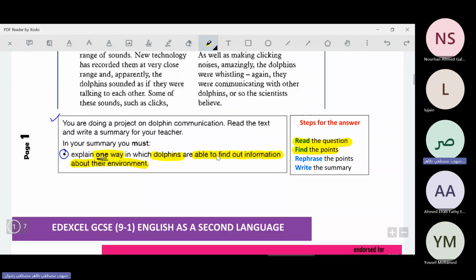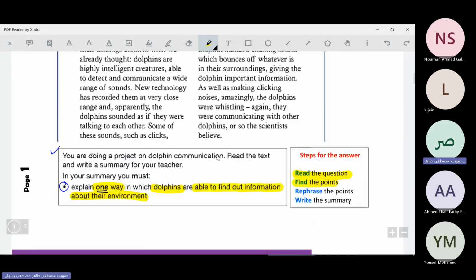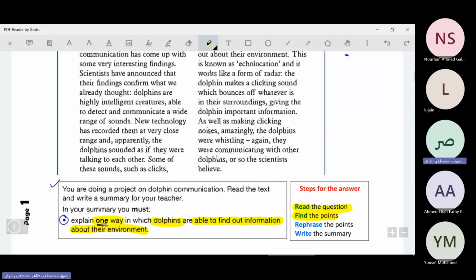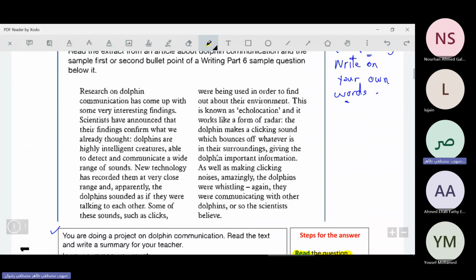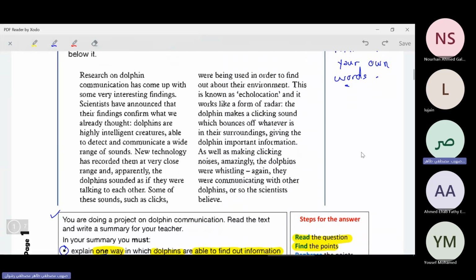Okay, so now it's our reading time. Let's read this paragraph quickly so that we can identify one way the dolphins can find out information about their environment. Read in your hand.